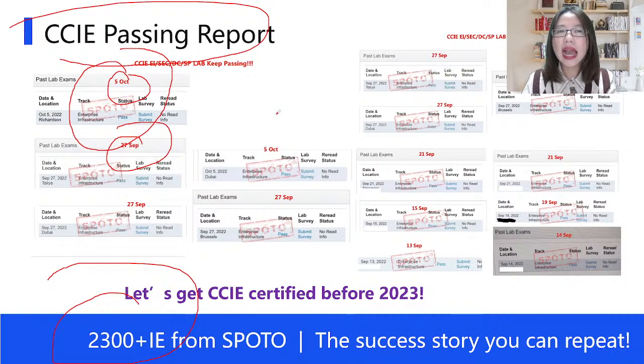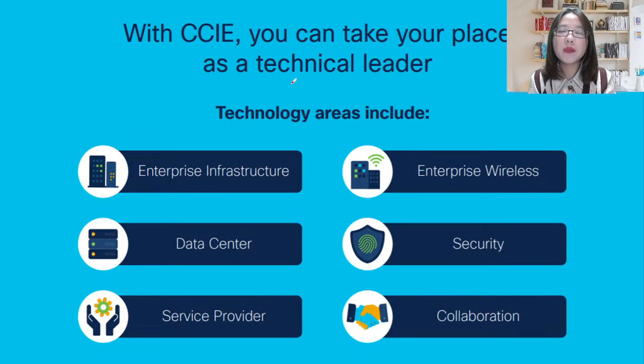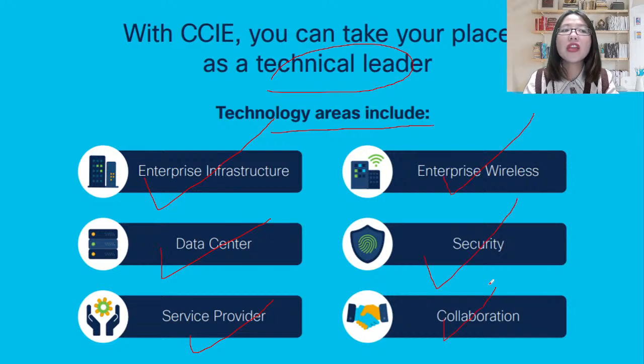Now let's unlock the passing secrets one by one. I will make a brief introduction of CCIE first. CCIE is one of the most prestigious networking certifications in the world, issued by Cisco, and it is meant to identify top network engineering experts. With CCIE, you can take your place as a technical leader. Technology areas include enterprise infrastructure, data center, service provider, enterprise wireless, security, and collaboration.